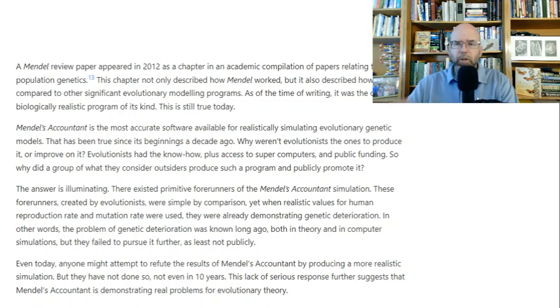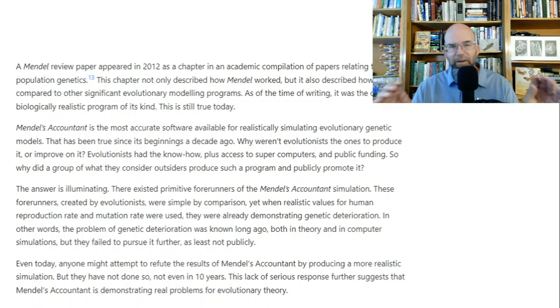Evolutionists have the know-how, computer, public funding. So why did a group of what they consider outsiders produce such a program and publicly promote it? Why did they do that? Why did they publicly promote it? The answer is illuminating. There existed primitive forerunners to the Mendel's accountant simulation. These forerunners created by evolutionists were simple by comparison. Yet when realistic values for human reproduction rate and mutation rate were used, they were already demonstrating genetic deterioration.